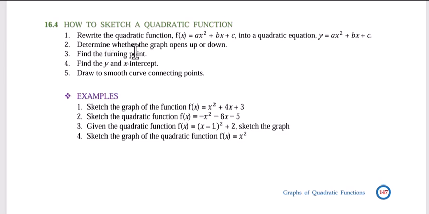Then determine whether the graph opens up or down. We know that when a is greater than 0, the graph opens up. When a is less than 0, the graph opens down. Then we find the turning point. Then we find the y and x intercept, then draw a smooth curve connecting the points. So we'll now look at examples based on this particular topic.